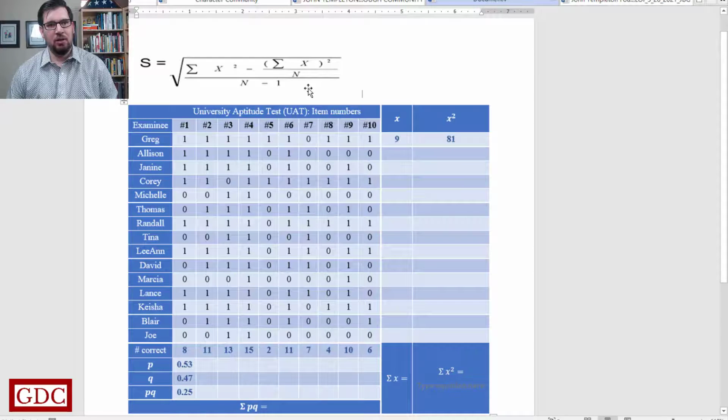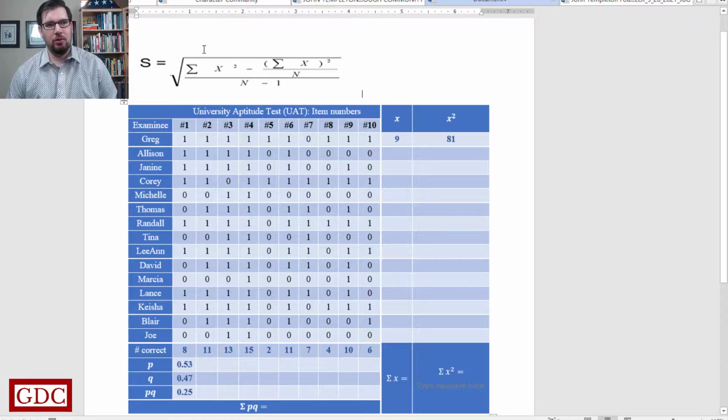Then n minus 1 would be 10 in this case if we're going by the number of items, or 15 if we're going by the number of participants or subjects or examinees. And so we take 15, subtract 1, and we get 14.